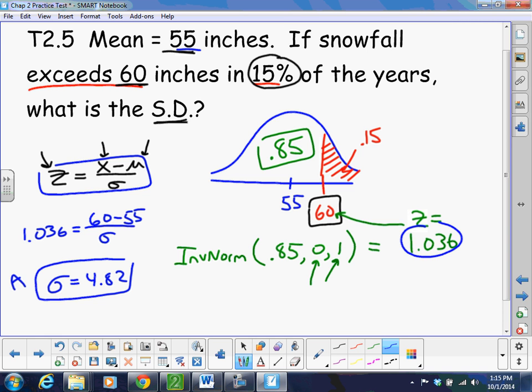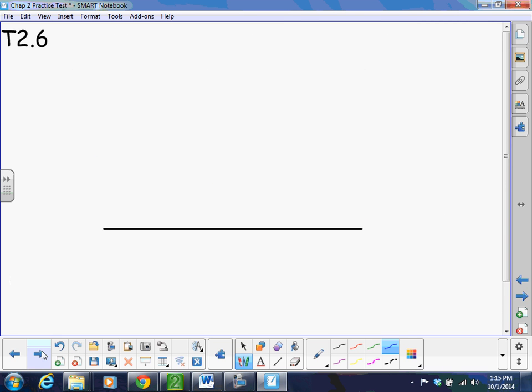Okay, number 6. Another kind of a goofy question. I didn't like this question all that much, but let's see if we can figure out what they were looking for. We have this big skewed curve. It kind of drops off real fast. And they want to know which of these lines are not part of the 5-number summary.